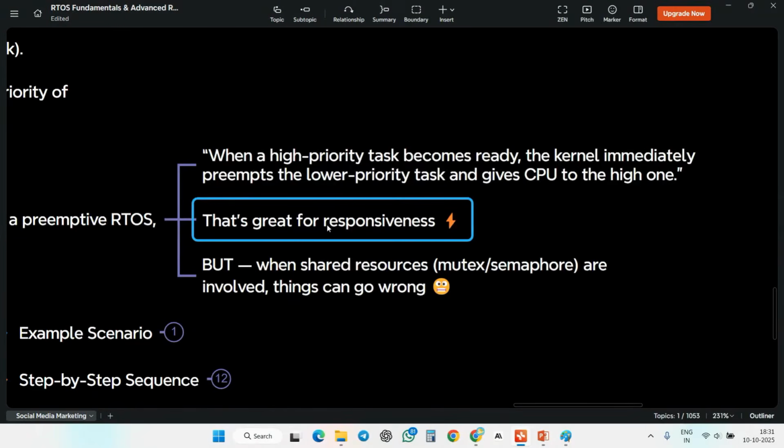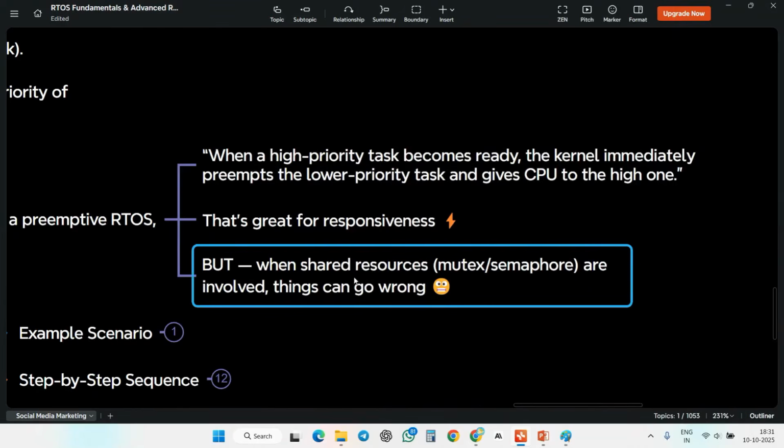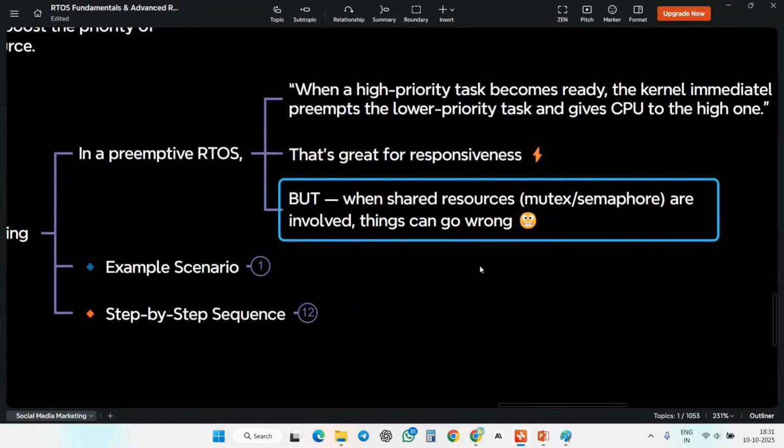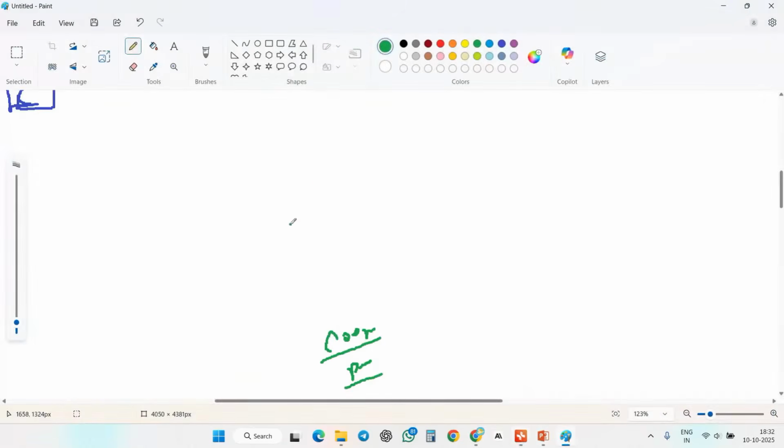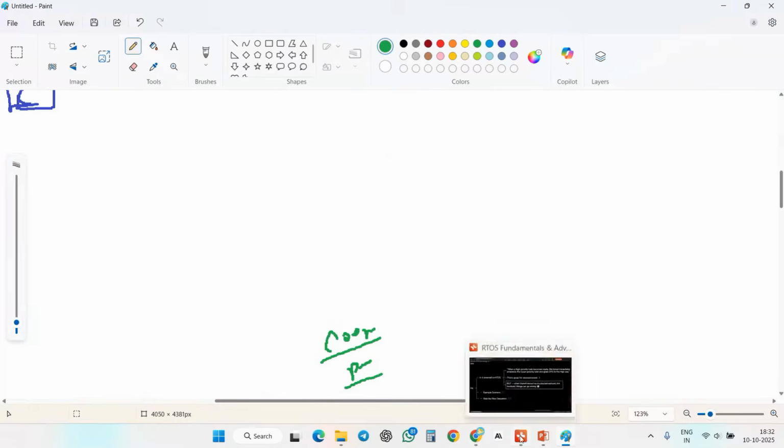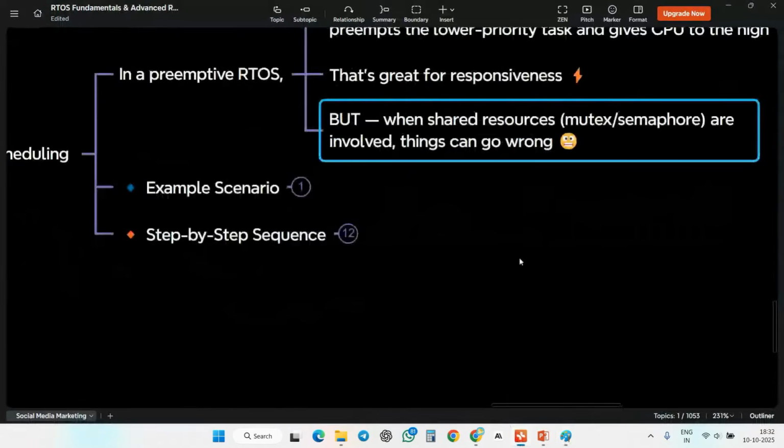That is good for responsiveness because the higher priority task runs promptly. But when resources are shared, things can go wrong. Why am I saying this? When we tried the mutex problem, I told you the race condition happens, right? So this is the thing.